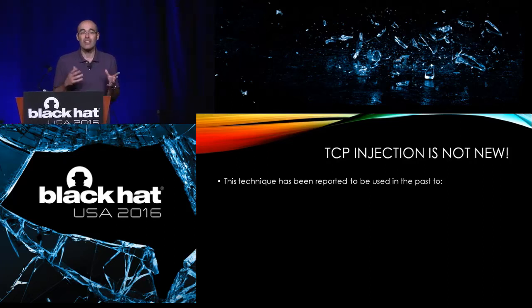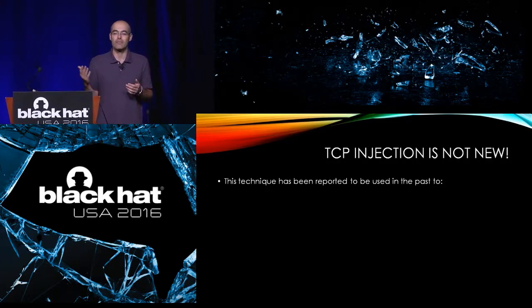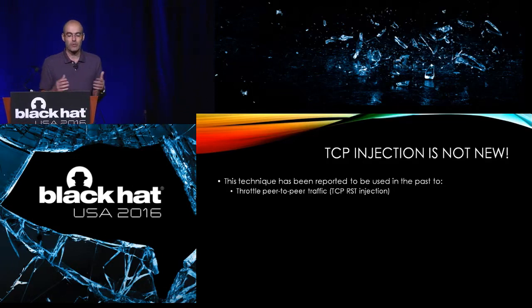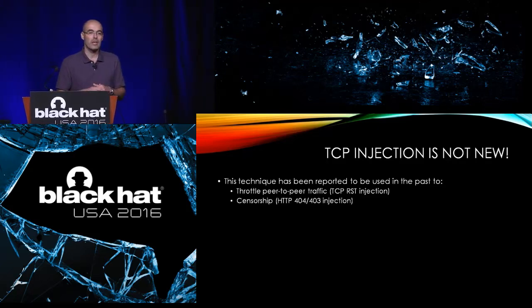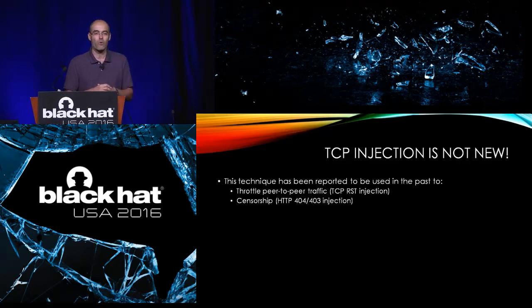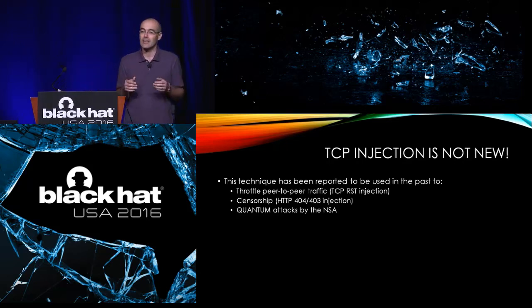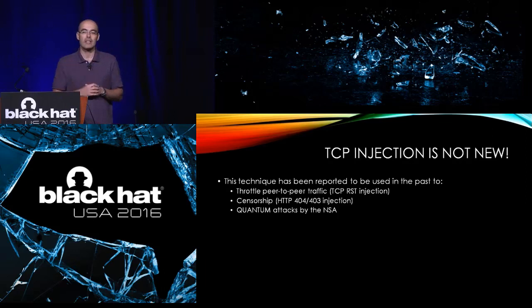TCP injections are generally not a new technique. As an attack technique, they are not new. TCP injection probably is as old as TCP itself. It has been reported in the past that it is used by ISPs to throttle peer-to-peer traffic on their network by simply injecting TCP reset messages. It is also used for censorship by injecting 404 or 403 HTTP responses. Actually, numerous injections we have found indeed are censorship related, and we will of course discuss them later. And according to the Snowden documents, we know that the NSA is heavily invested in TCP injection attacks. They call it the quantum operation, and they actually inject malicious payload in order to compromise the client's machine.